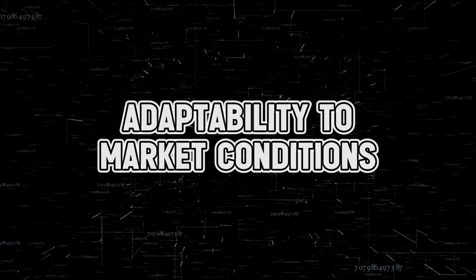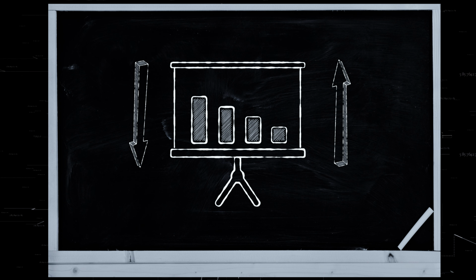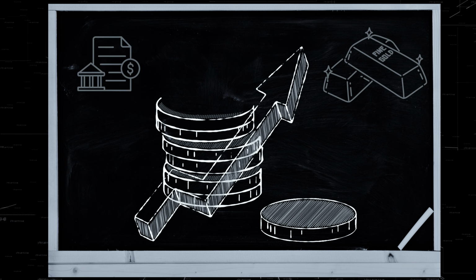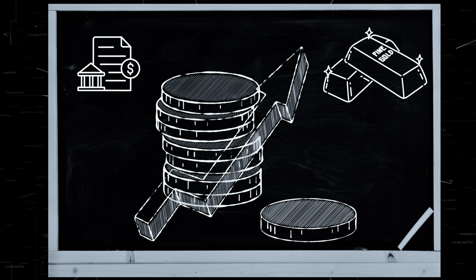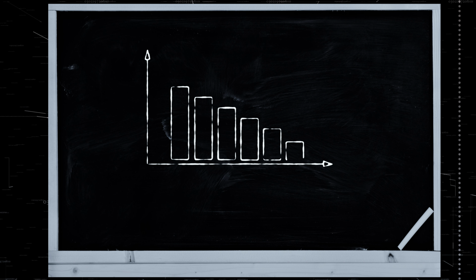5. Adaptability to market conditions. Different asset classes may perform well under different economic conditions. For example, during economic expansions, stocks may outperform, while bonds or gold may provide a hedge during economic downturns. Diversification allows a portfolio to adapt to changing market conditions.